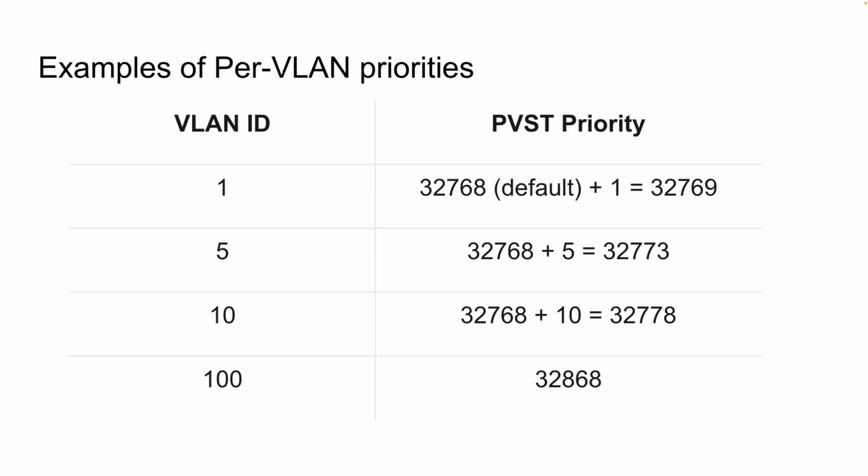Well, the VLAN ID is added to the default or manually set priority value. For example, the default value of priority is 32,768. For VLAN number 1, the total priority is 32,769. For VLAN number 10, it's 32,778. For VLAN number 100, it's 32,868, etc.